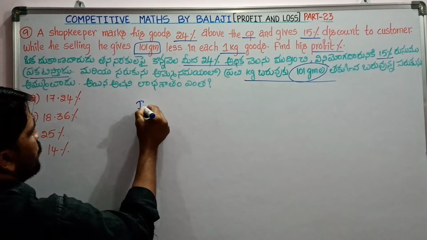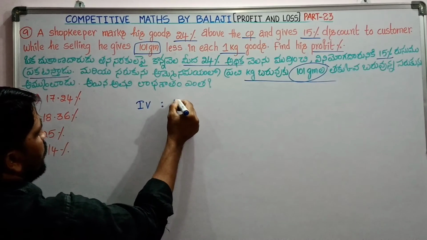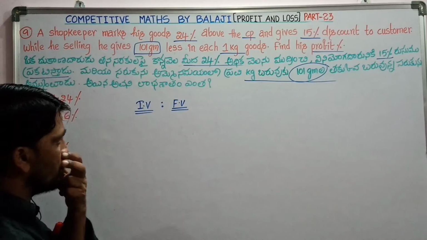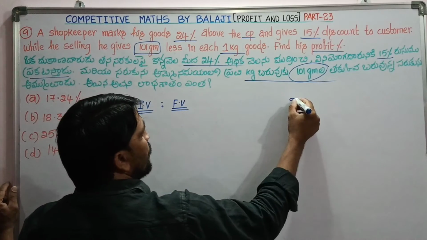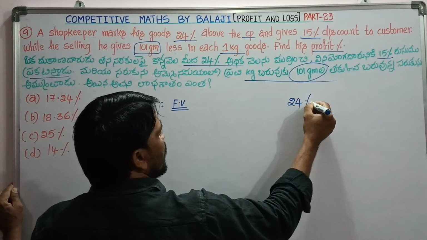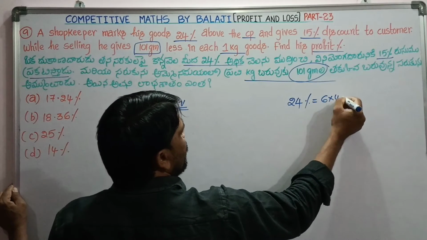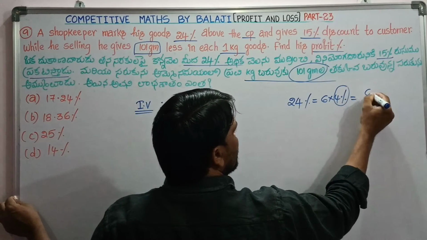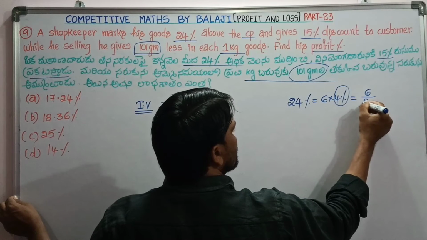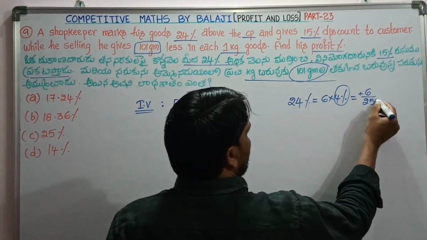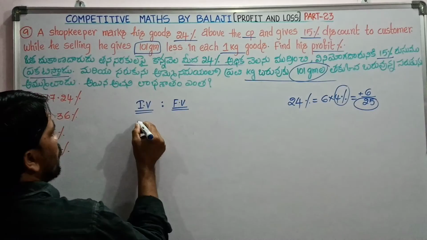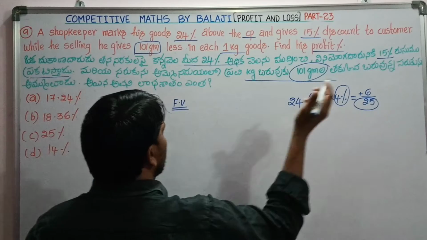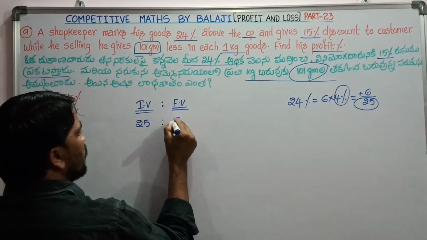So always we consider initial value to final value ratio, and initial value is always the lesser value, final value is always the greater value. 24%, in fraction values, it can be written as 6 times 4%. 4% means 1 by 25, that is 6 into 4% means 6 by 25. The cost price of goods is 25 units. He marks 6 units more, that is 31 units.